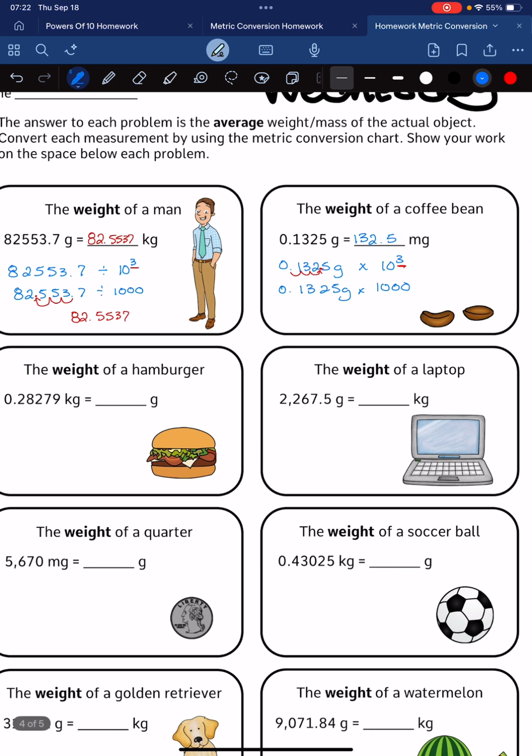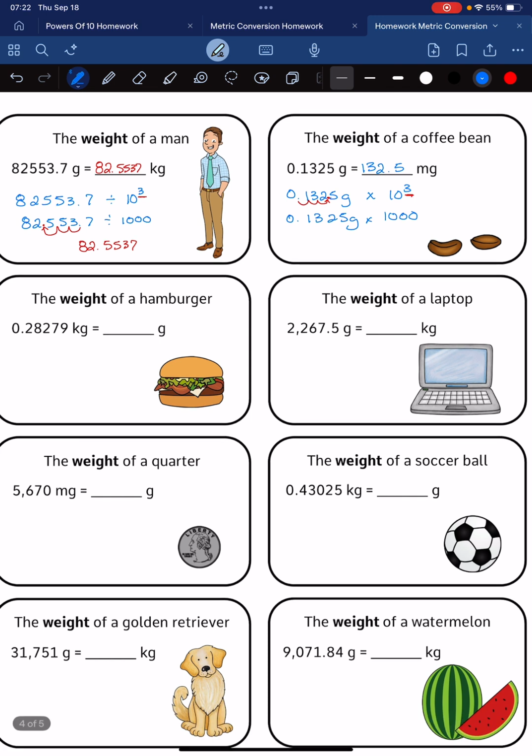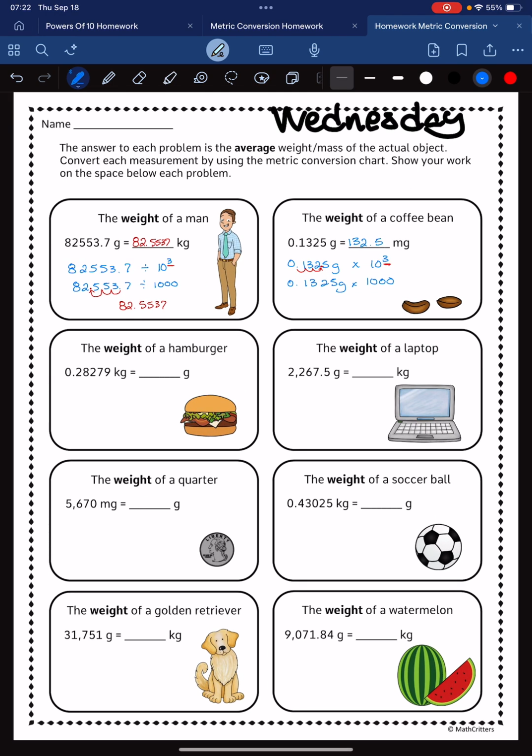Here you're going from kilograms to grams. Here you're going from grams to kilograms. Here, milligrams to grams, again, kilograms to grams. Okay, so have fun with that. Enjoy. If you have any questions, feel free to drop them in Class Dojo. I'll be more than happy to answer them for you. But aside from that, let's get to Wednesday.